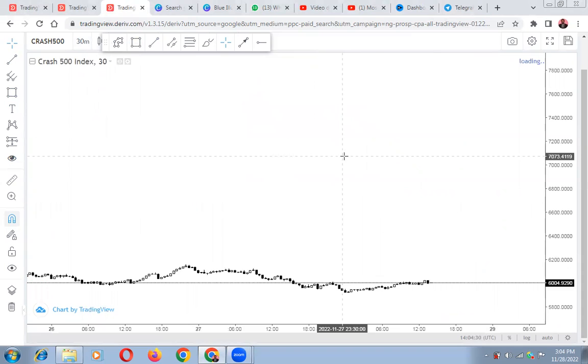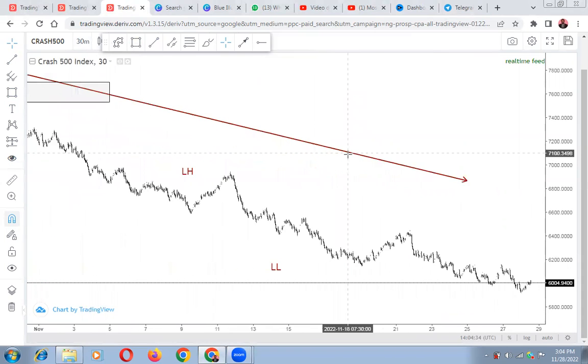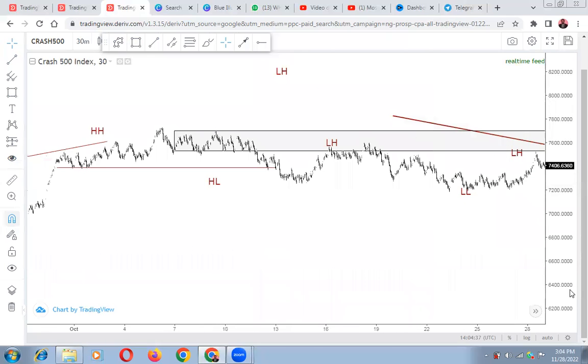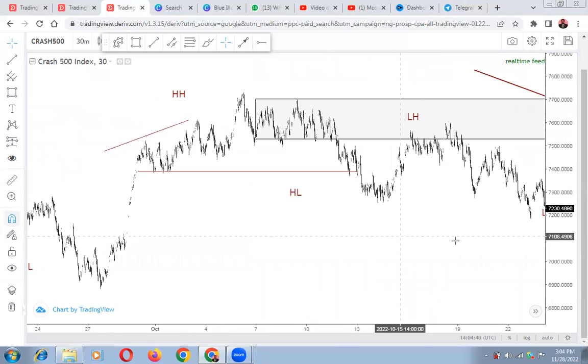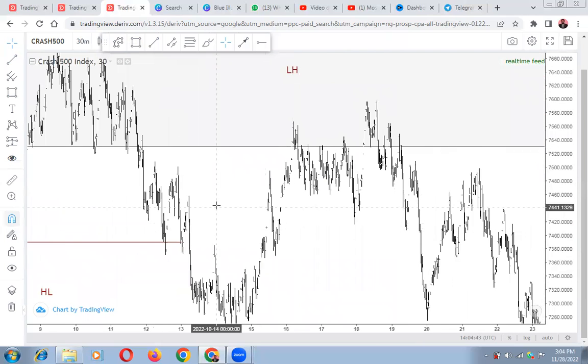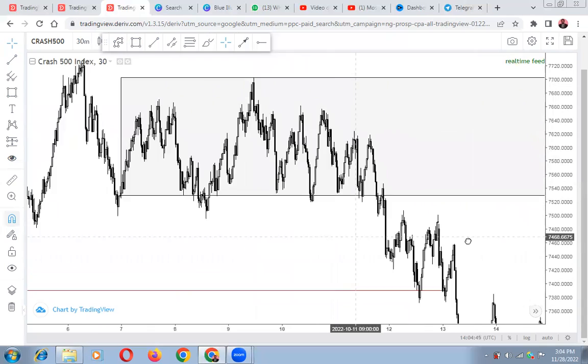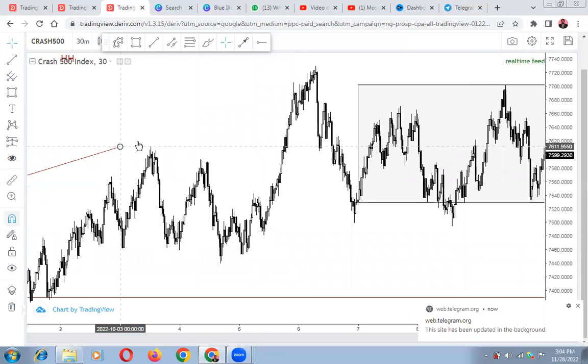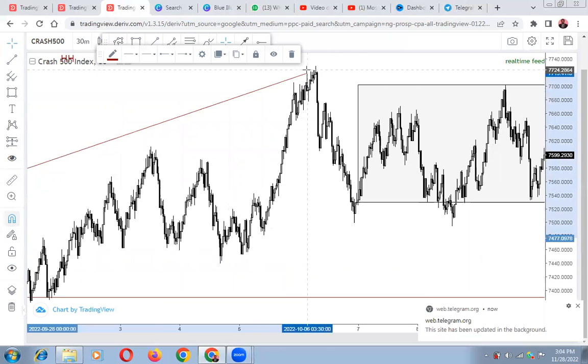Let's see. If 15 minutes, okay, 30 minutes. All right, let's see. Yes, 30 minutes, load. You can still get that data. Let's see how you would have played this on a lower time frame. It's a whole lot of data. So price came, we cleared all this.